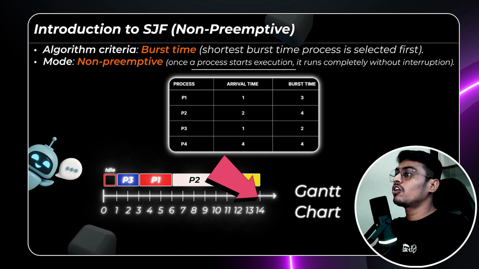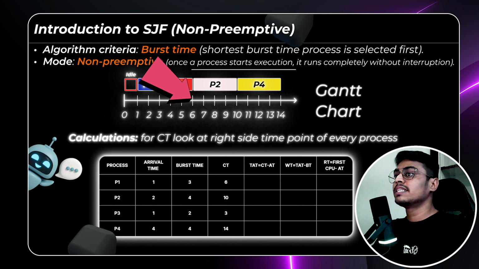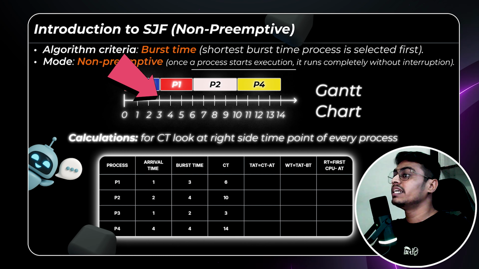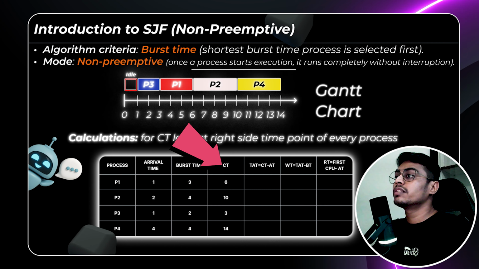Now let's write the completion time. First of all, when did P1 get completed? Check on the right hand side of P1 in Gantt chart. It's 6. So it got completed at 6. P2 completed at 10. Now check for P3. P3 completed at 3. Now P4 got completed at 14. So this is how we can calculate the completion time.